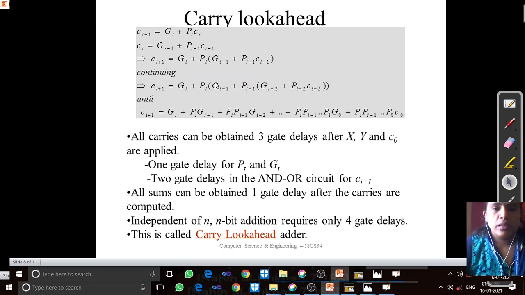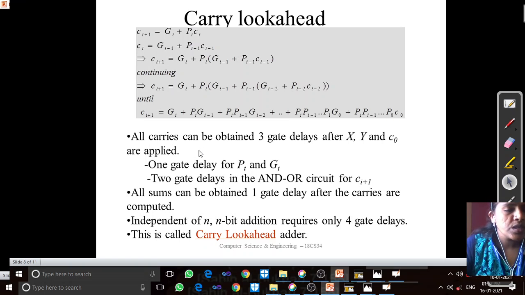Okay. See, when i equals 0, that means C1. C1 is equal to G0 plus P0 C0. Similarly you get the rest. Whatever equations you are getting here are independent. You observe that C(i+1) is now not at all dependent on the intermediate carries C1, C2, C3, C4. It is not there at all, except C0. What is C0? C0 is obviously 0 every time. This is an initial carry.